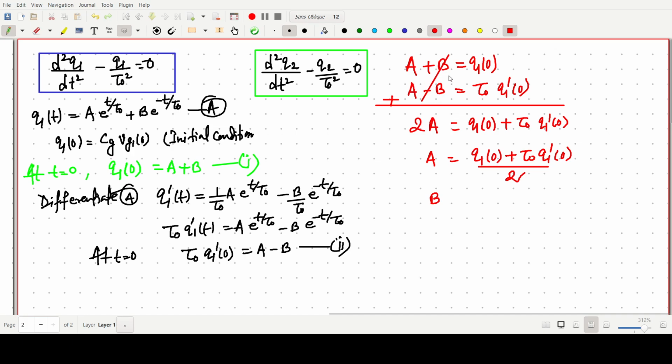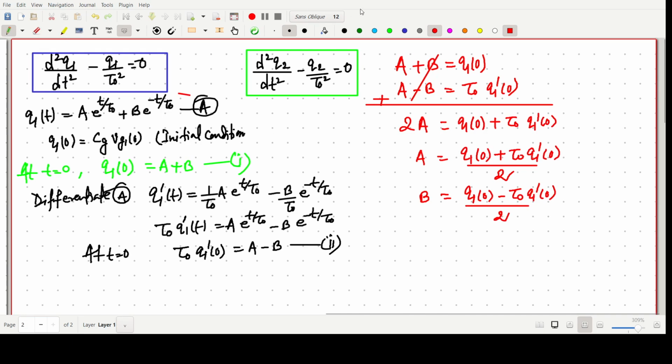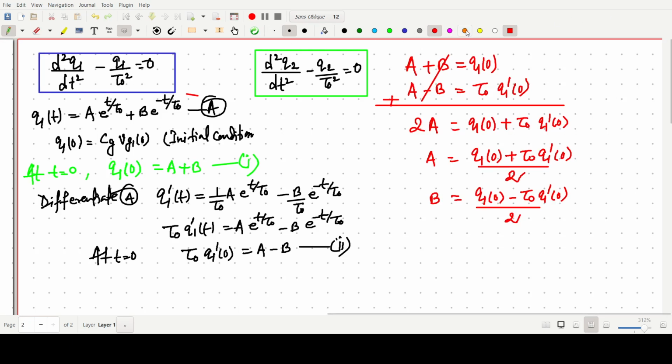So this will cancel out. Then the B value will be simply, if we take this one as minus, A will cancel out. So Q1 0 minus tau naught Q1 dash 0, only minus will be there. Everything will be the same, by 2. Okay, so we have found the value of A and B.